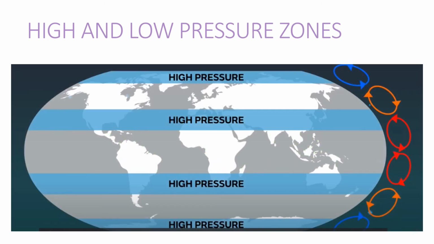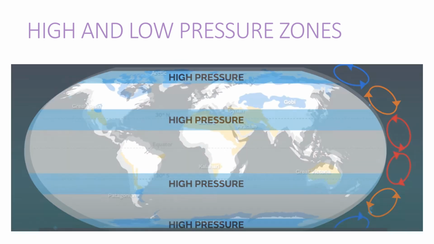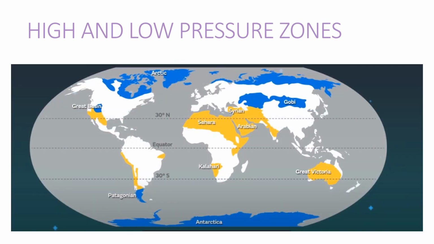The regions where the air is descending, that is, an area of high pressure, give very little rainfall. This is why most of the deserts are found near such high pressure regions.